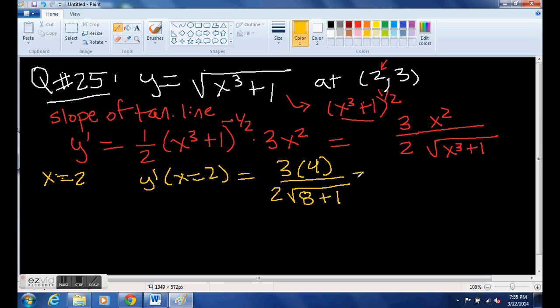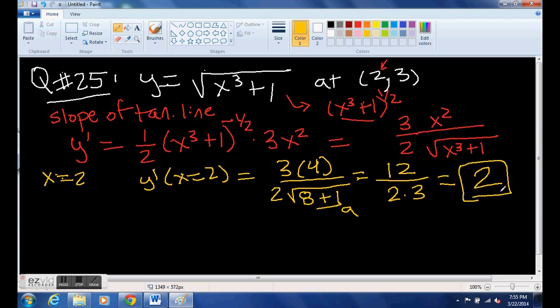Oh, hallelujah, we got a square root of 9. Doesn't that make your heart sing? So on the bottom we have 2 times 3, because all of that is 9. Square root of 9 is 3. And on top we have 12. Oh, these numbers make you feel so good. It's just like everything's canceling. It makes you feel like this is exactly as it should be. Everything is right with the world. 12 divided by 6 is 2, so that's the slope of the tangent line.